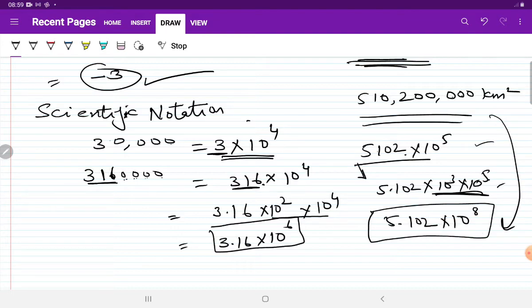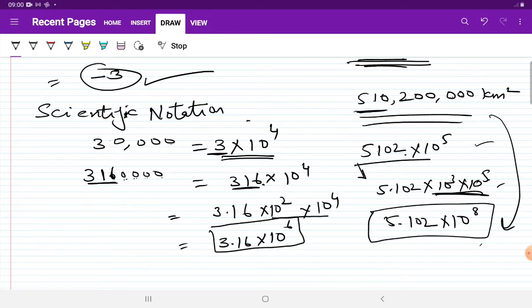Now you got how you have to write. If you understand the logic here, how I am writing, I am converting this number into decimal form, then you can write straightforward here. Like 1, 2, 3, 4, 5, 6, 7, 8 digits I am shifting. So it is 5.10 into 10 raised to power 8. So this is your scientific notation. Okay, this is a scientific notation for any number.